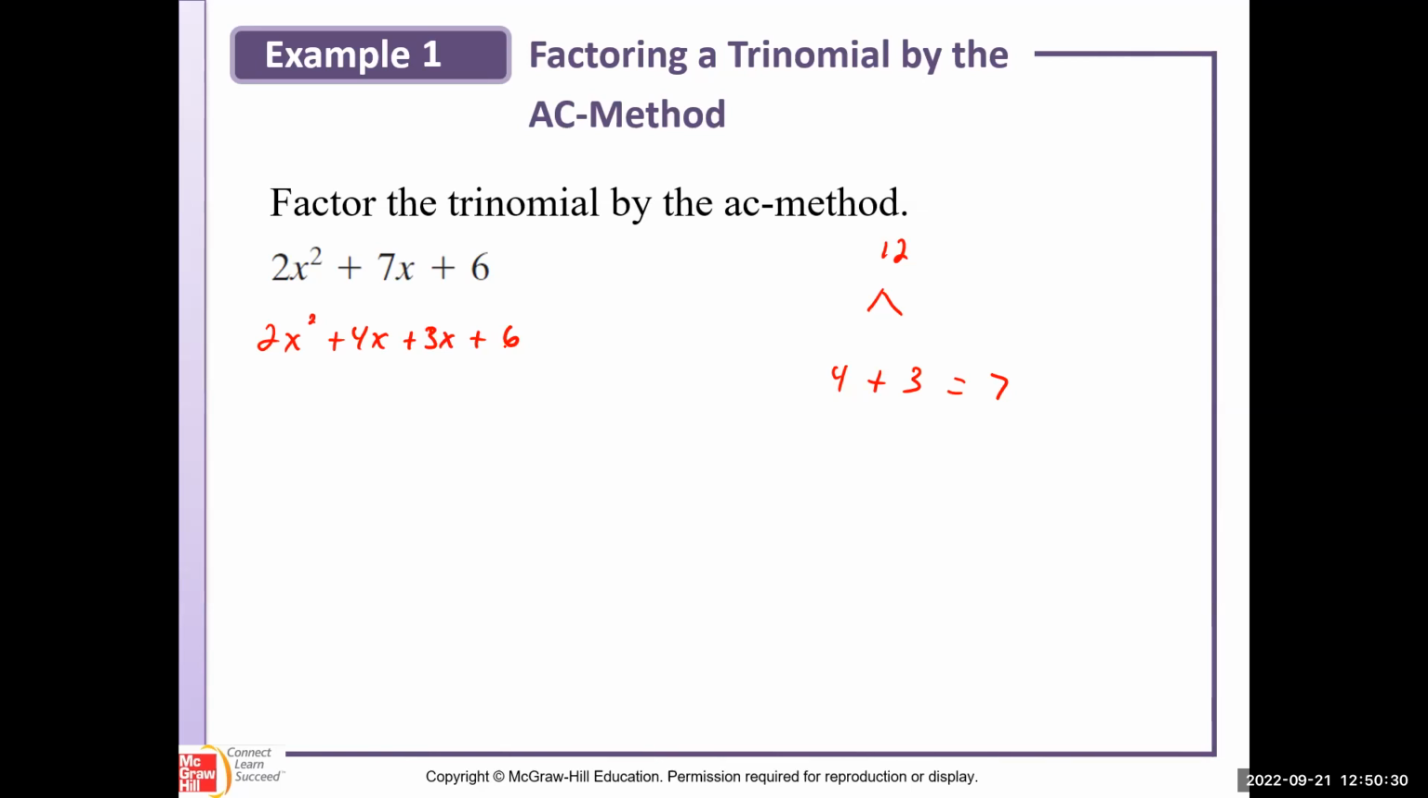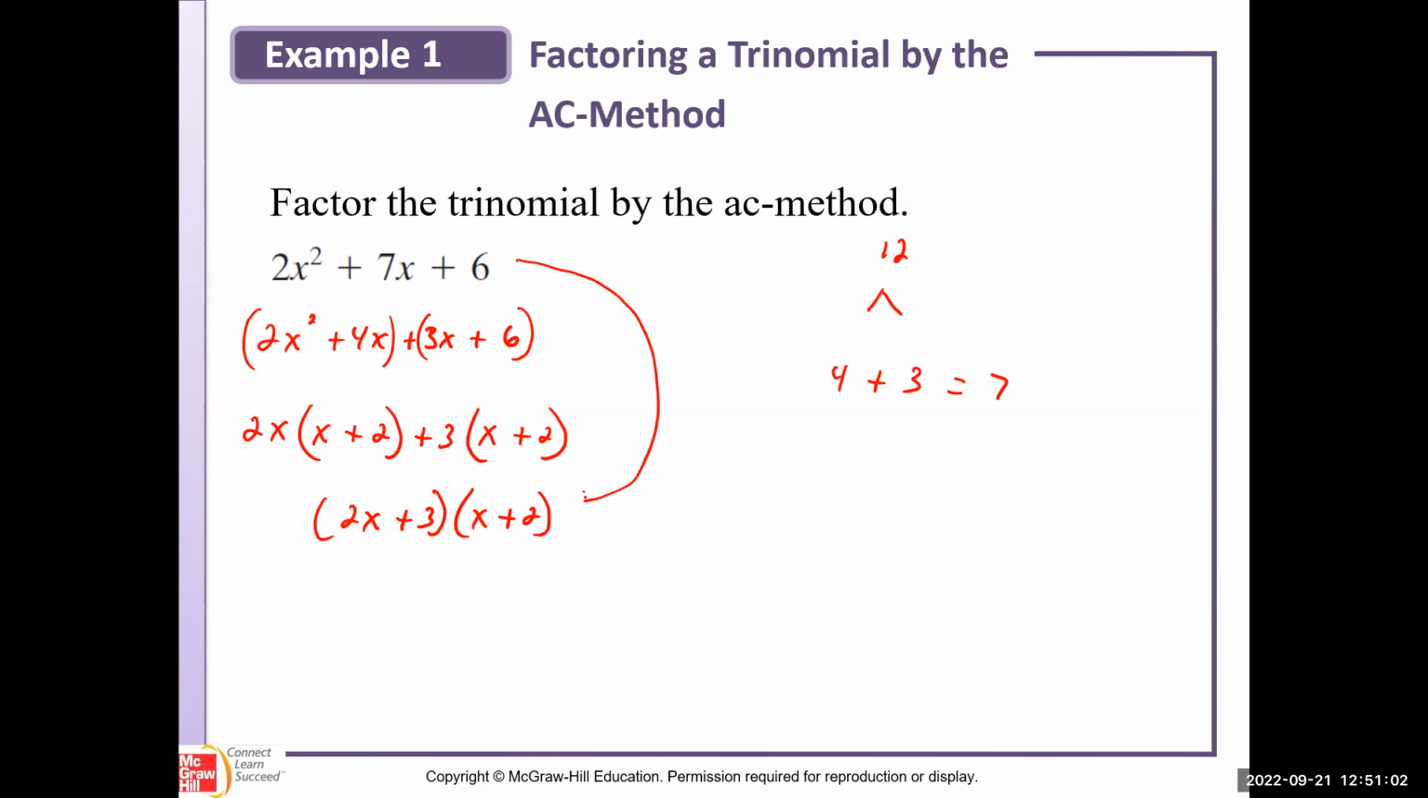At this point, since we have 4 terms, we're going to go ahead and do factoring by grouping. So I have 2x squared and 4x. I can factor out a 2x, which is going to leave me x plus 2. I have 3x and 6. I'm going to factor out a 3. Remember, in the parentheses, it has to be the same. And so this factors out to be 2x plus 3 times x plus 2. And remember, A was 2, C was 6, so AC was 12. That's how I got the 12 there.